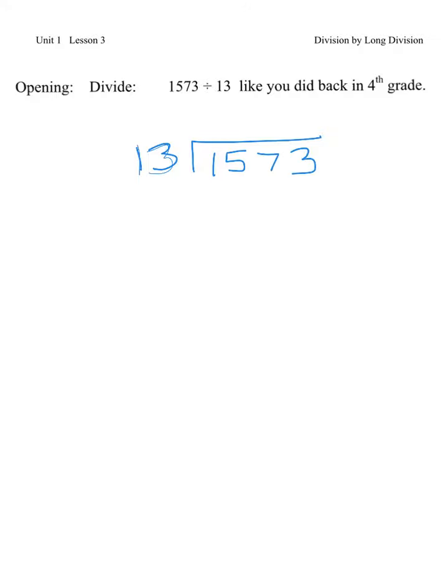So if you remember way back when, 13 will not go into 1, okay? But 13 does go into 15 one time, so we put the 1 above. 1 times 13 is 13. And then we turn around and we subtract it. So I have a remainder of 2 out of that. Then we bring down the next term, the 7.